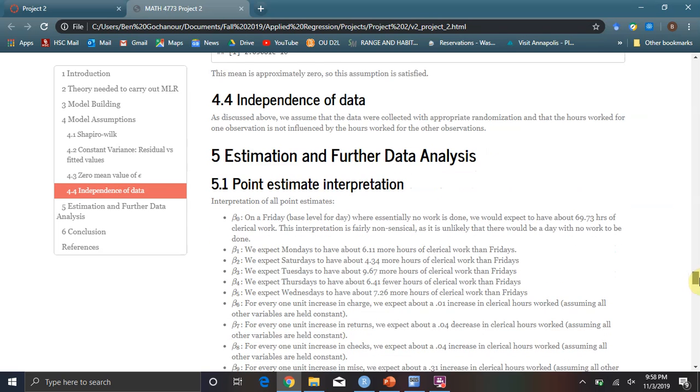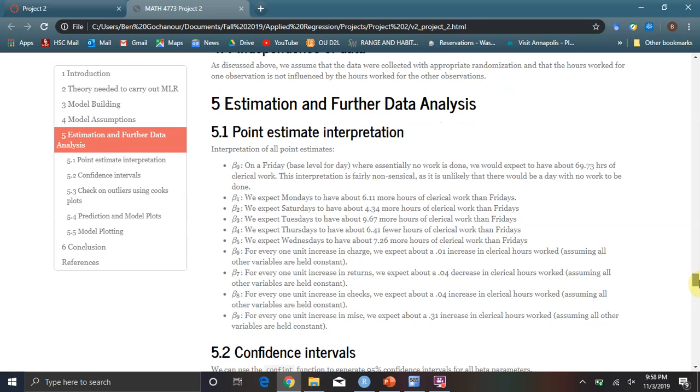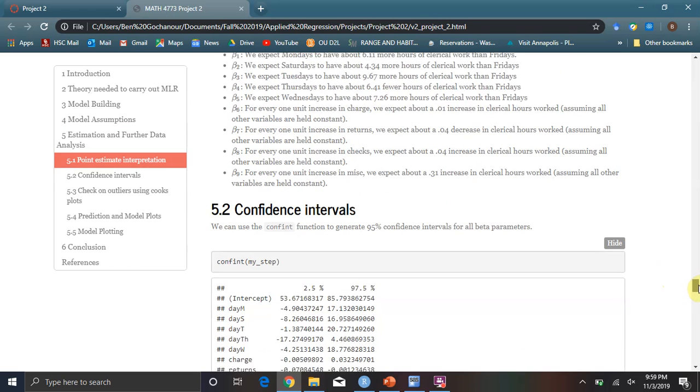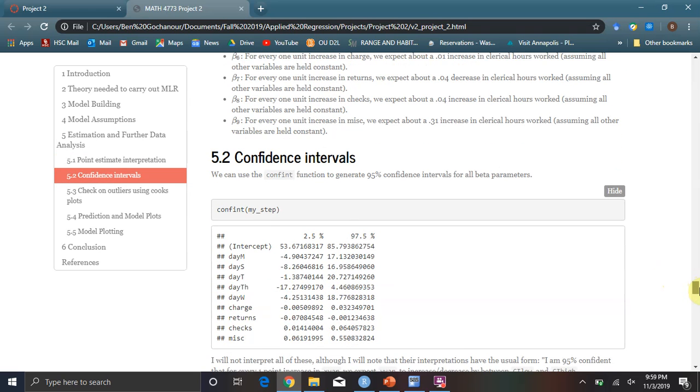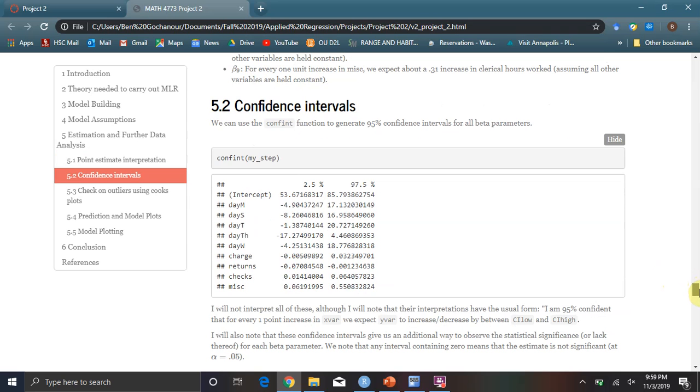Now, after some of this introductory analysis, we'd like to provide some estimation and further data analysis. So here I provide the interpretations for all the beta variables. We notice these beta variables in the middle or towards the beginning are categorical, and so I provide the appropriate interpretation where it's the day of the week minus Friday, since Friday is our baseline day. I also provide some confidence intervals using the conf_int function in R for all of the beta parameters.